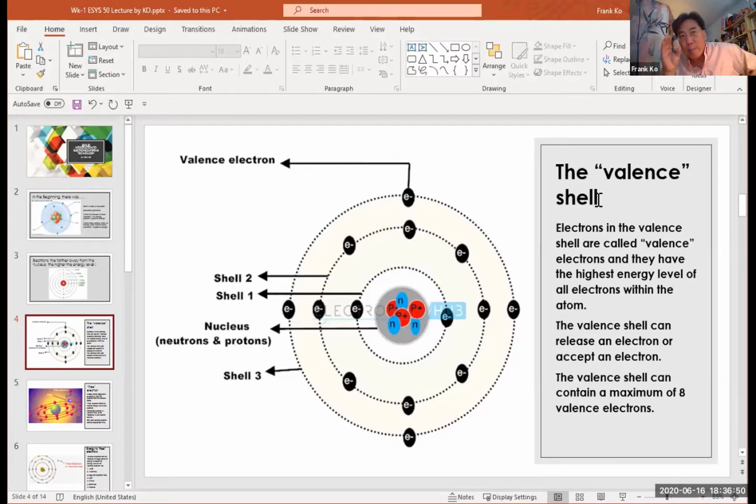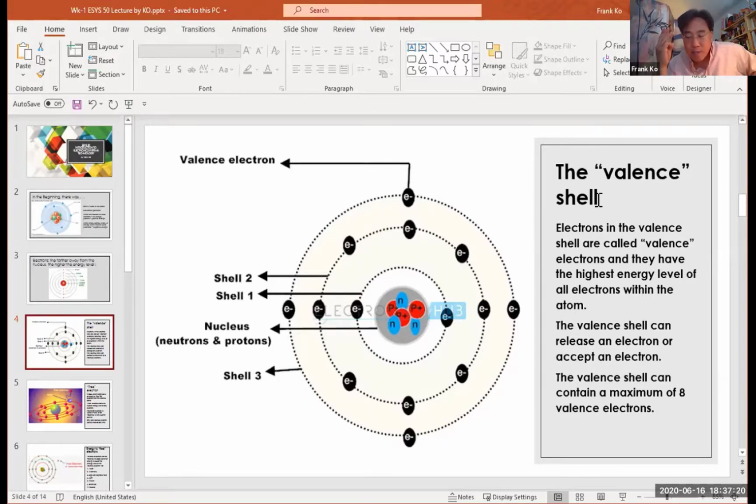What is unique about the valence shell for us in electronics is this: it is the one shell that can release an electron. It is the one shell that can accept an electron. So to repeat, the valence shell is significant to us as electron technologists in that it is the outermost shell. It is the shell that can release electrons. It is the shell that can accept electrons.